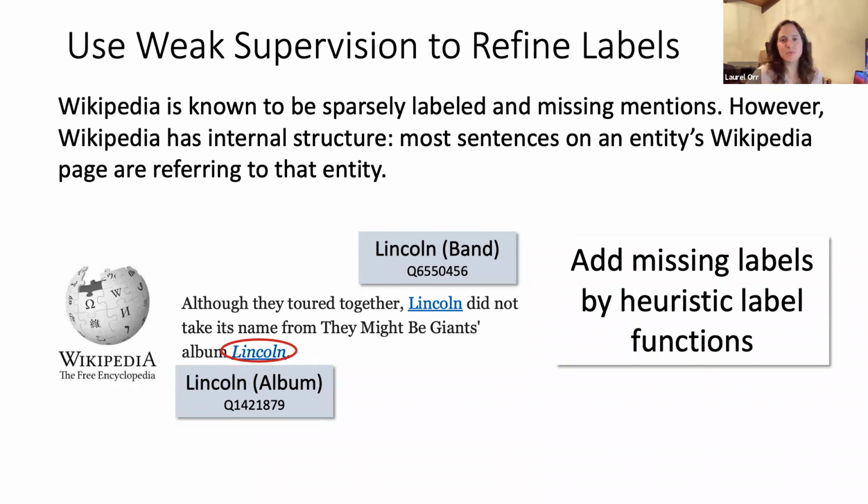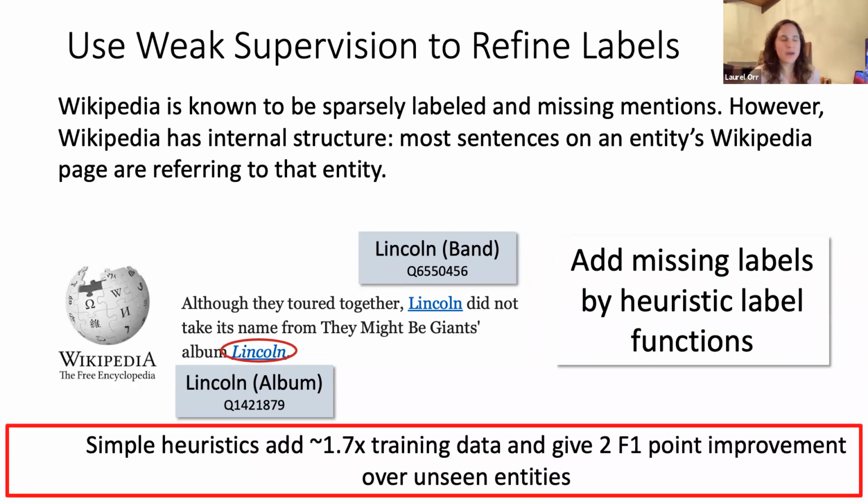This is a very simple, standard weak supervision method that adds about 1.7 times the amount of training data and improves performance over the unseen entities by about 2 F1 points. The important part here is that I'm hinting at the fact that simply through some data engineering techniques like weak labeling or weak supervision, we're able to modify and impact the performance of the model. I'm going to come back to that point later.